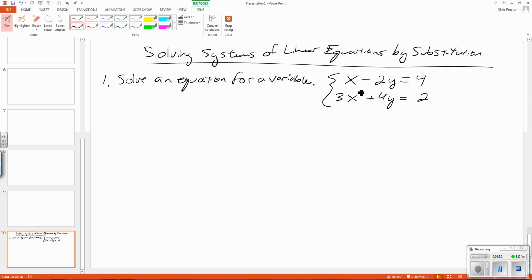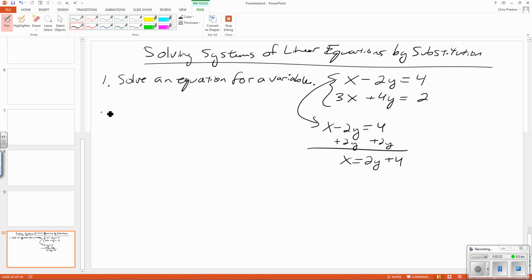So to make my life as easy as possible, I notice this first x has a coefficient of 1. So I'm going to get that by itself. I'm going to take that first equation and get x by itself, so I'm going to add 2y to both sides of the equation. And again, the 4 and the 2y don't combine because they're not like terms. So that's the first step. You get one equation solved for one variable. x equals 2y plus 4. x is the same as 2y plus 4.